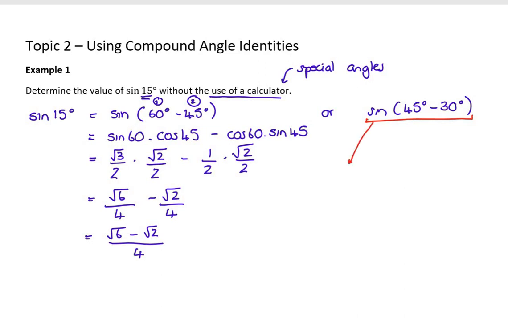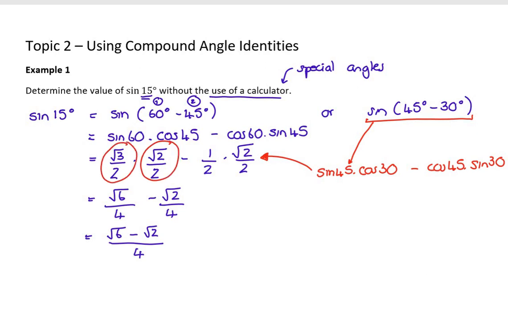My answer would have looked like sine the first angle, so sine 45, times cos the second, minus cos the first, sine the second. Now, this is going to land up in exactly the same answer as that, because sine of 45 is root 2 over 2, and cos of 30 is that. And cos of 45 is root 2 over 2, and sine of 30 is that. So you'll actually land up with the same answer. So don't let it worry you about which one you choose. So that's quite a common exam question, something like that.